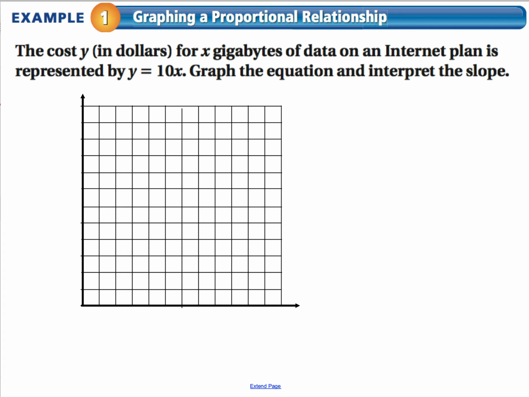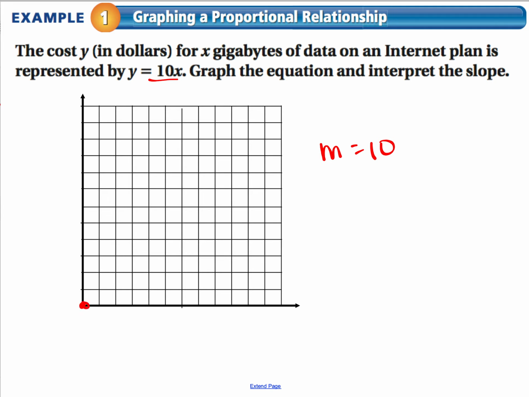Okay, the cost y measured in dollars for x gigabytes of data on the internet plan is represented by y equals 10x. Graph the equation and interpret the slope. Now, previous to this, we would have to graph using a table, but we have learned that this has a slope of 10. So my slope is 10. I just need to create a graph that goes through the origin and has a slope of 10.